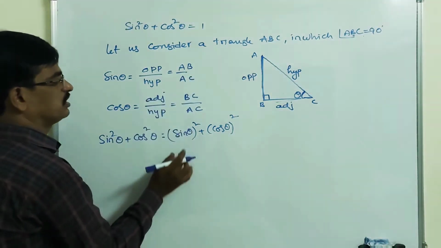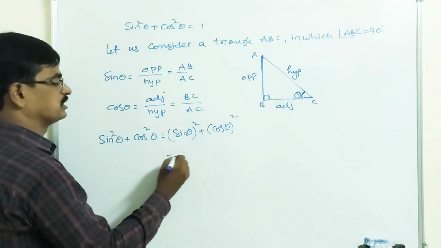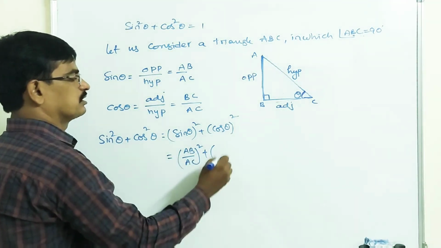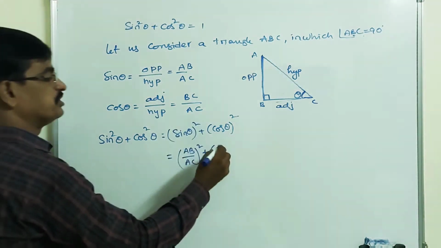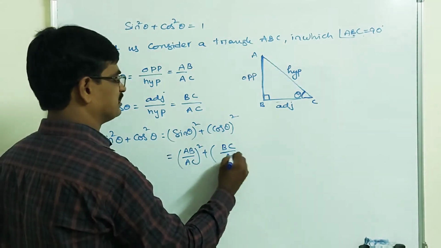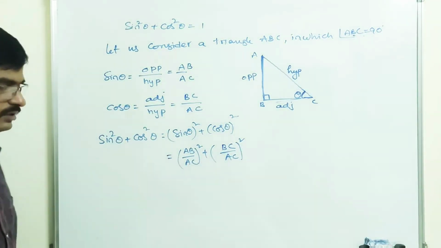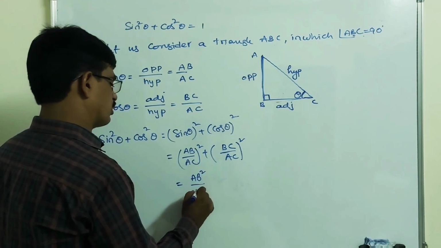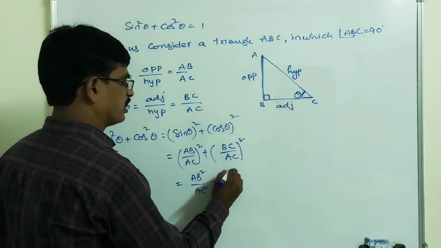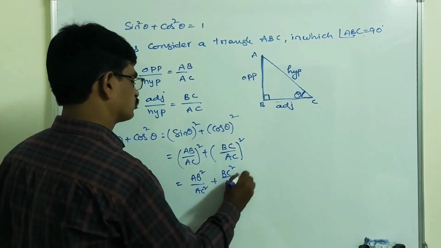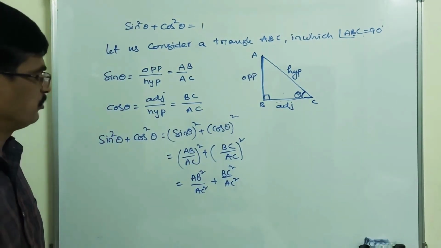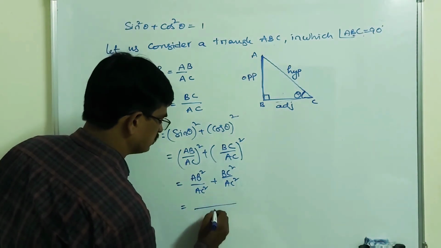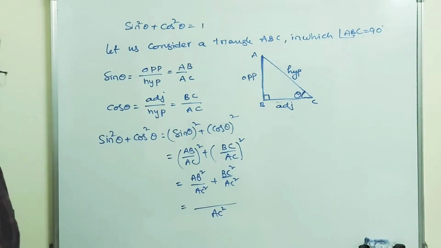That is the value of sin theta from the right triangle ABC: AB by AC, whole square. Cos theta is equal to BC by AC. That is the square of side AB plus the square of side BC, over the square of side AC. If you observe this expression, the denominators are the same, that is AC square.